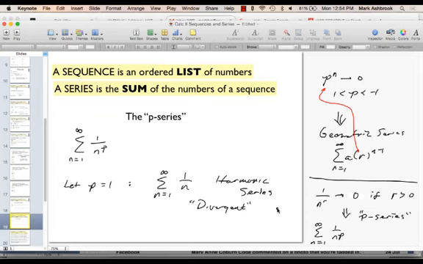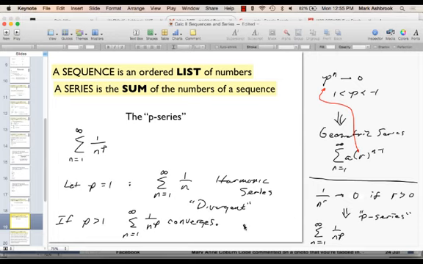So when does a P series converge? We want this to get to 0 faster than that. We want the denominator to be bigger. If P is greater than 1, then the P series converges. It's just like what Ruth said.